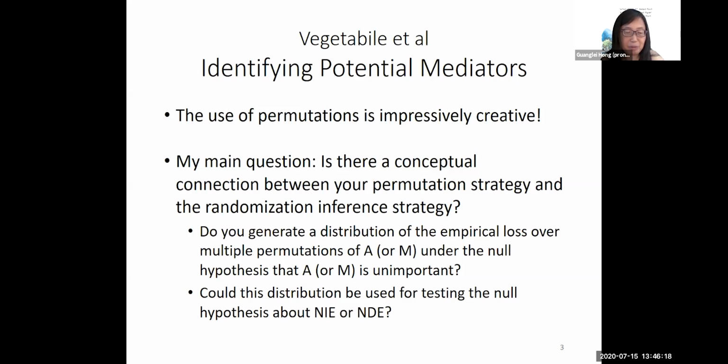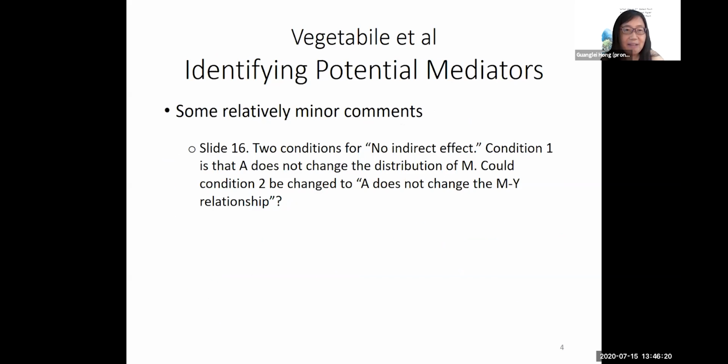Wonder if this is the next step you might want to take. And then I have some relatively minor comments. The first one, on your slide 16, you talk about two conditions for no indirect effect. Condition 1 is very clear, right? If A does not change the distribution of M, as A has no impact on M, then there's no indirect effect because M doesn't qualify as a mediator.